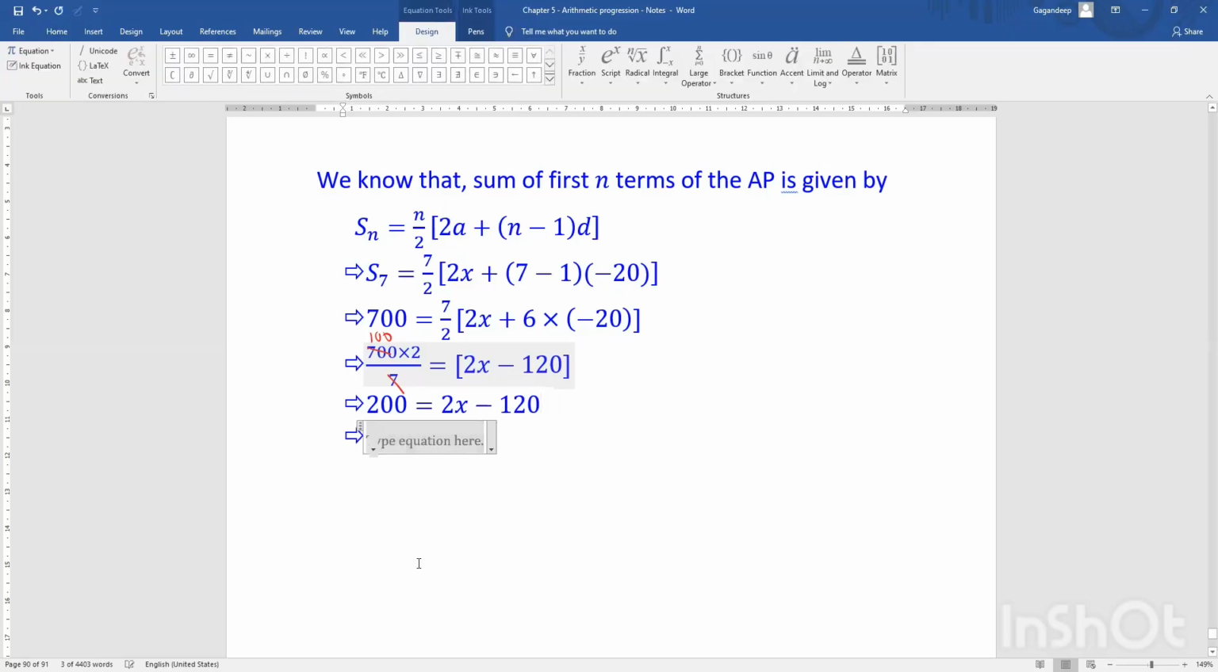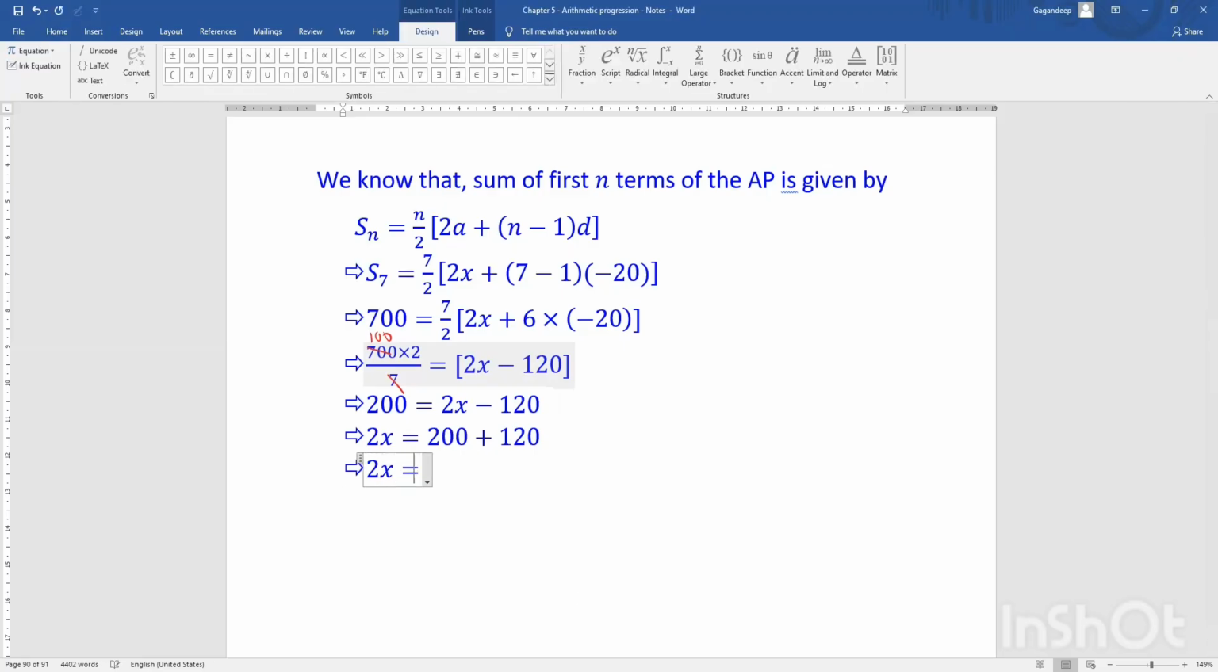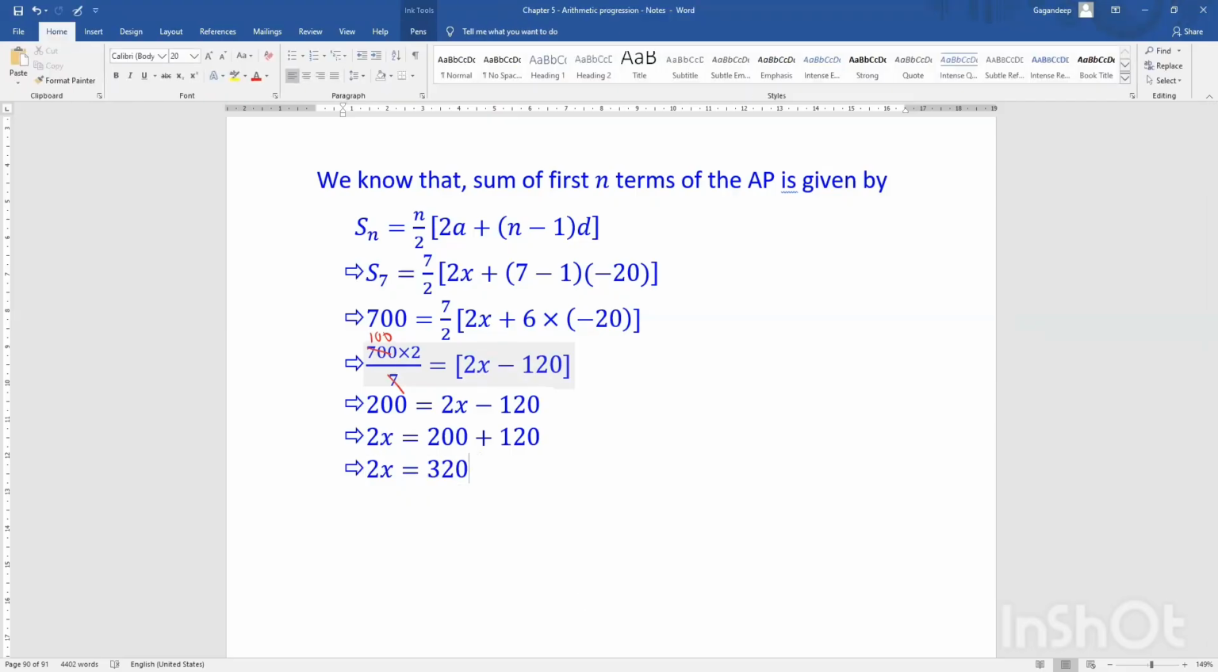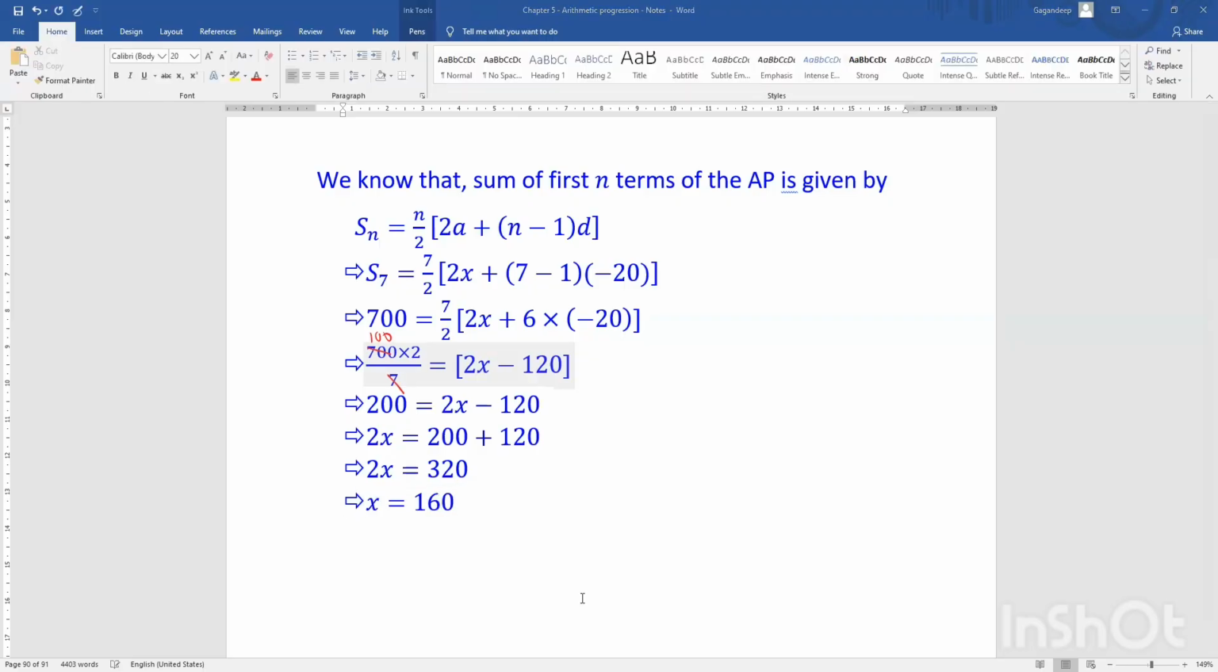It is equal to 2x equals 200 plus 120. It will give you 2x is equal to 320. Or x is equal to 320 by 2, which is nothing but 160, which is also a1. Okay.